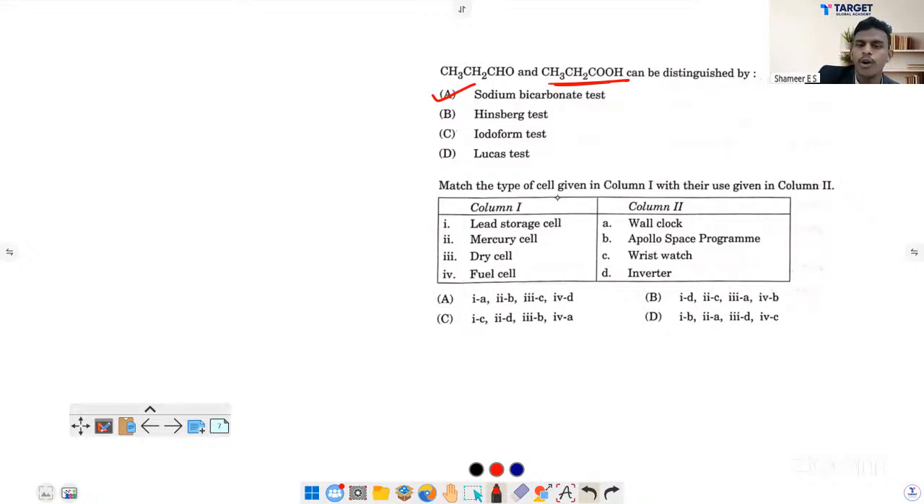Match the following: match the type of cell given in column 1 with their use in column 2. What is the answer? Suppose dry cell in wall clock, 3 matching with A. The only answer is B. Lead storage is in inverter, mercury in watch, dry cell in wall clock, and fuel cell in the Apollo space program. So the best match is option B. Next.